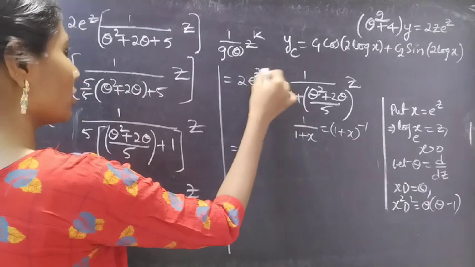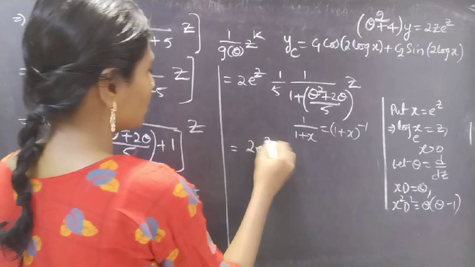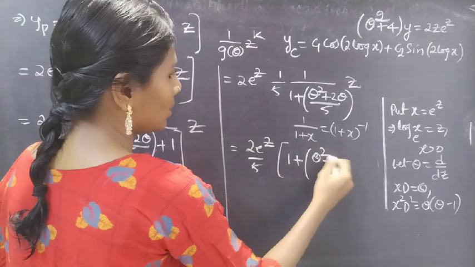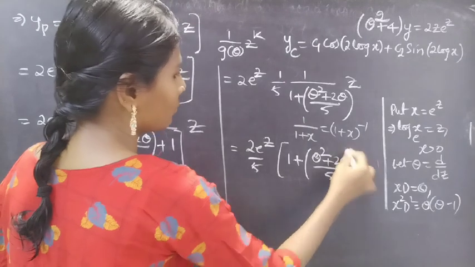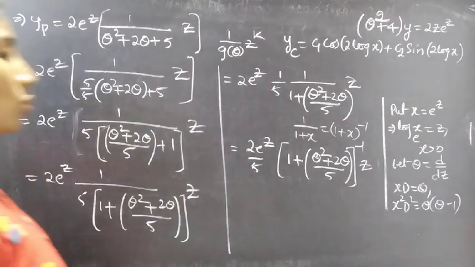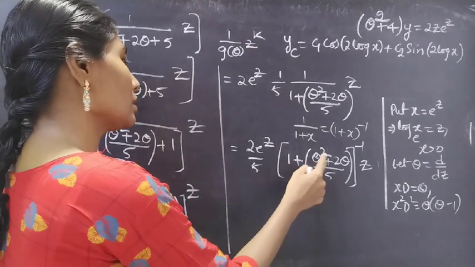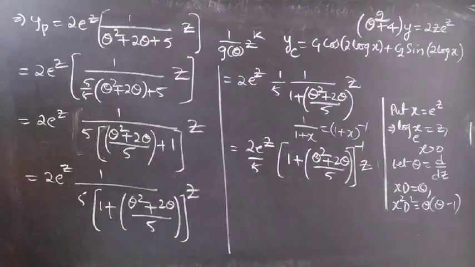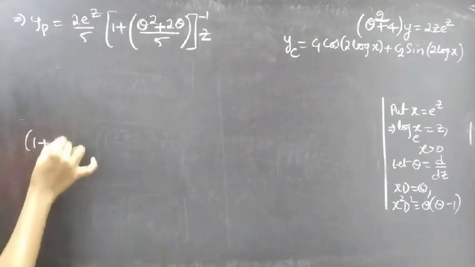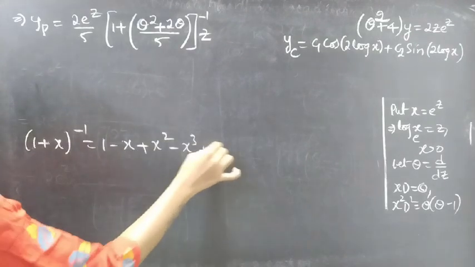This equals to 2 by 5, or 2 e power z by 5 into 1 plus theta square plus 2 theta by 5 whole inverse into z. So now we are going to apply binomial series expansion formula in order to expand 1 plus theta square plus 2 theta by 5 whole inverse. So we are going to use 1 plus x whole inverse formula, which is equals to 1 minus x plus x square minus x cube plus so on.